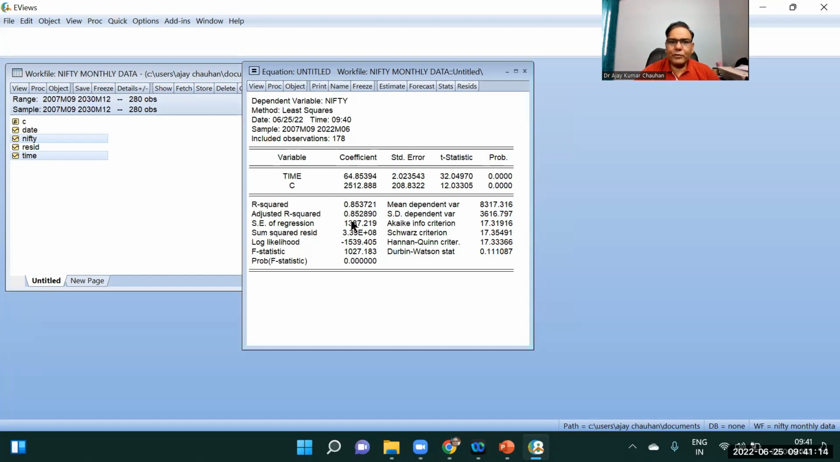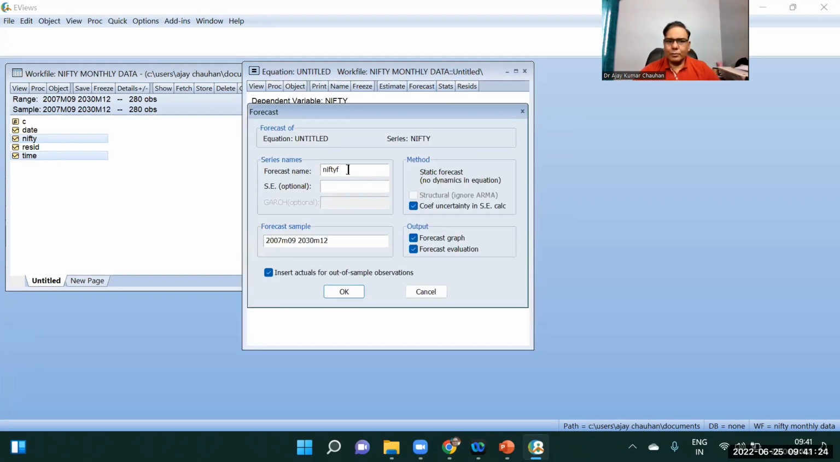Now we want to do the forecasting. Just click on this forecast option. Click on forecast. The new series name is trend, trend forecasting.